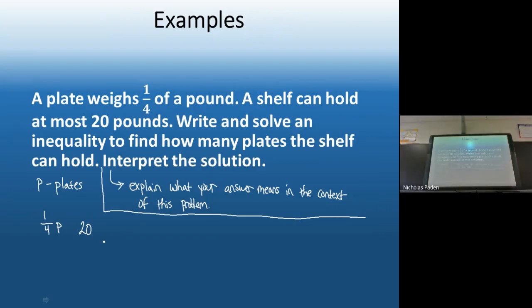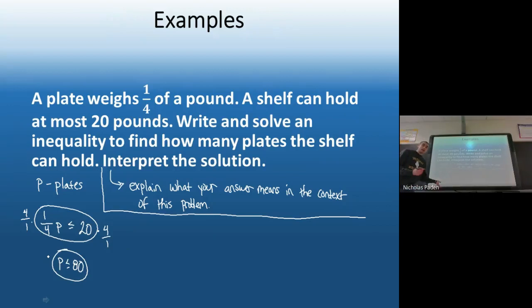So if a shelf can hold at most 20 pounds, first of all, at most is on your inequality symbols, that's less than or equal to. And think about a shelf, if it can hold at most 20 pounds, it can't hold more than 20 pounds. It can hold exactly 20 pounds, but no more than. And so it would definitely have to be less than or equal to. So that's our inequality. And then to solve it, remember, flip the fraction, multiply both sides by 4/1. That's going to get rid of that 1/4. So 20 times 4/1, and we're left with P is less than or equal to 80. So that shelf can hold no more than 80 plates.